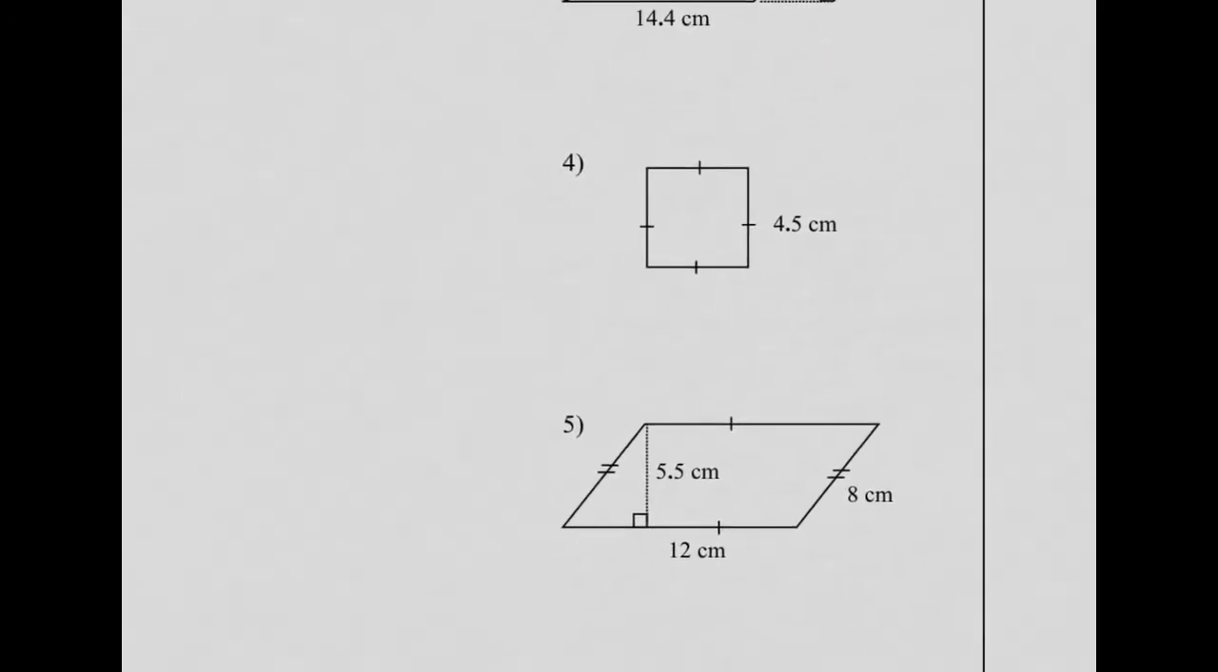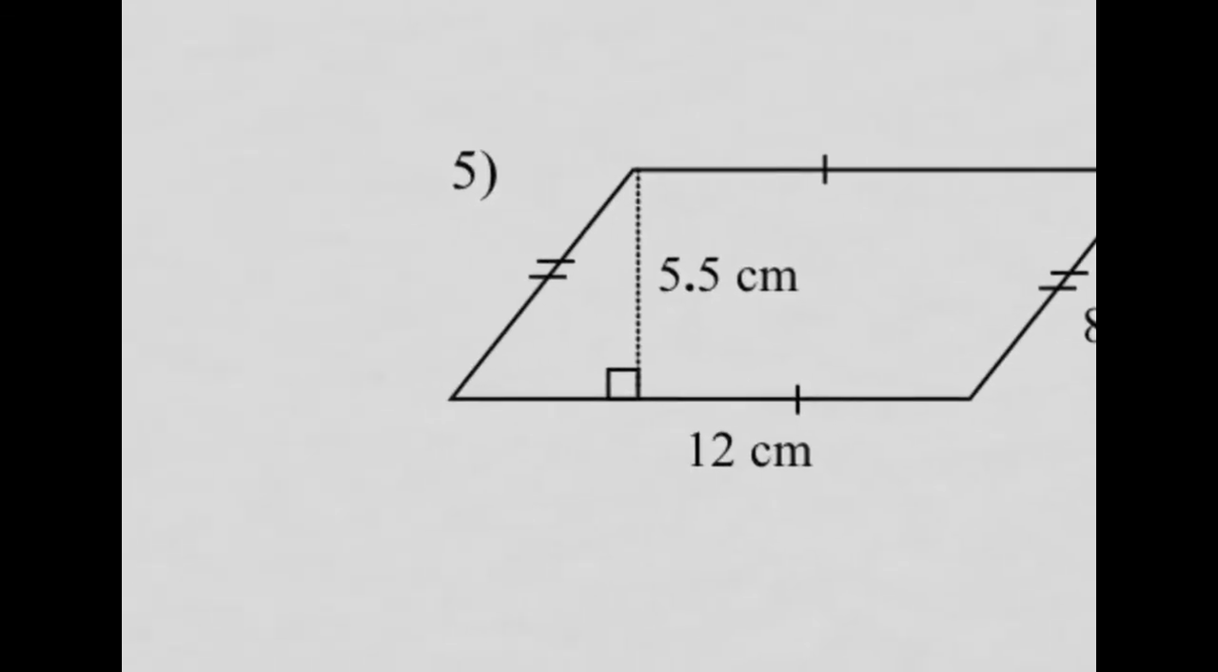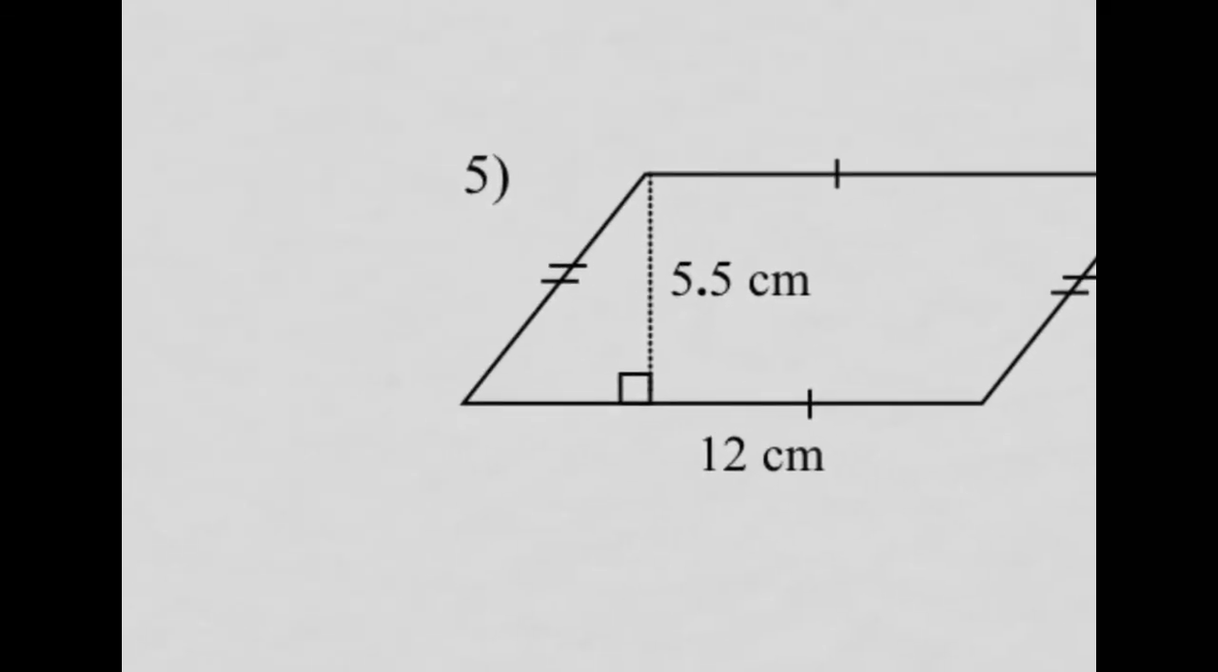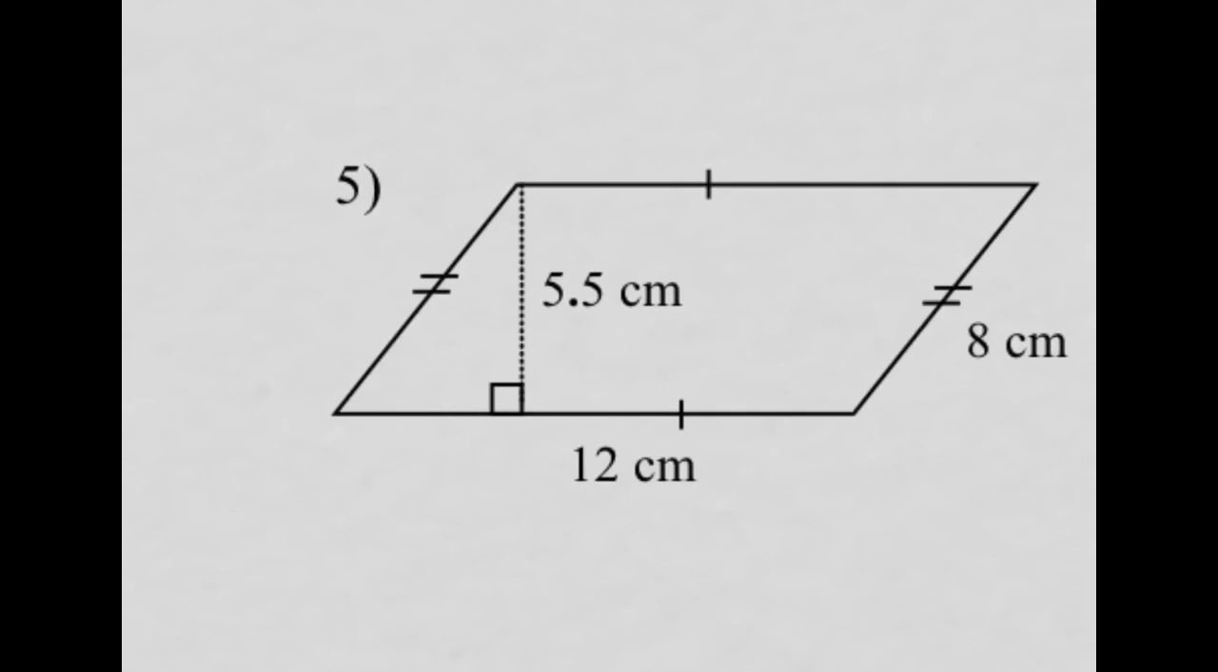You'll see that one more time right here in this parallelogram. This dotted line is not part of the object. It is there so you can measure the height of the object.